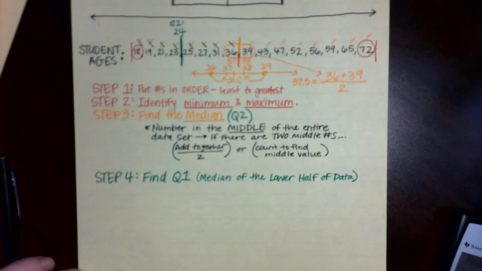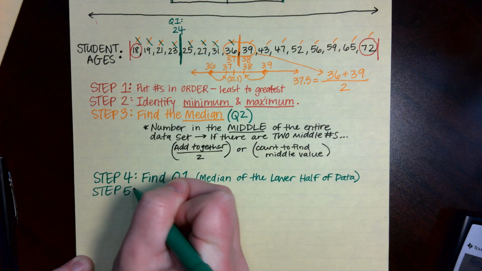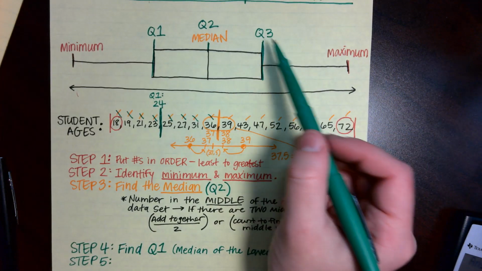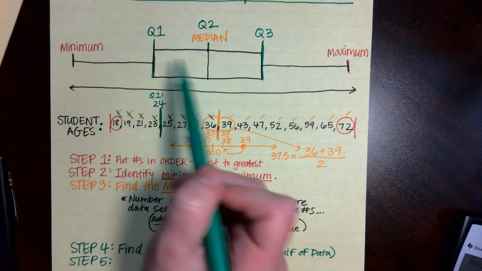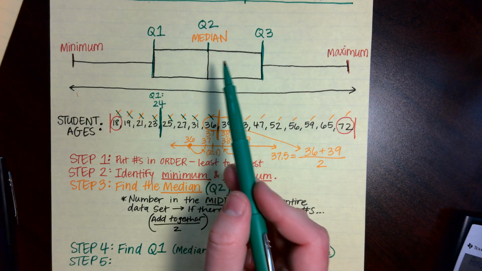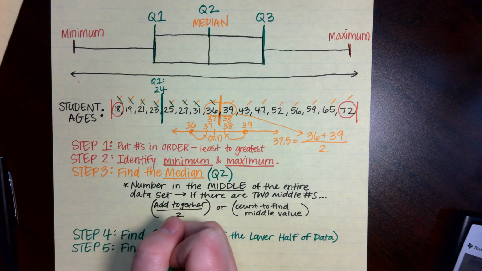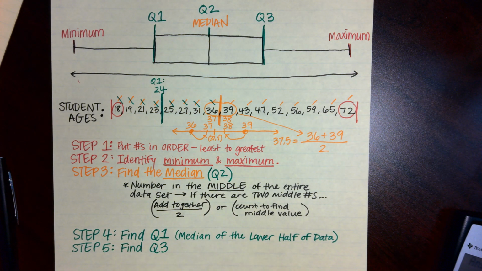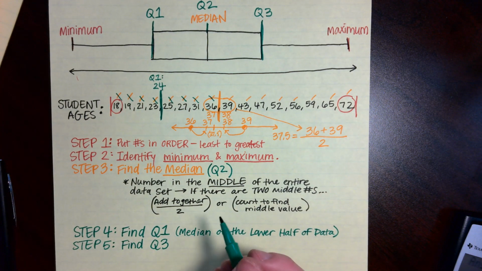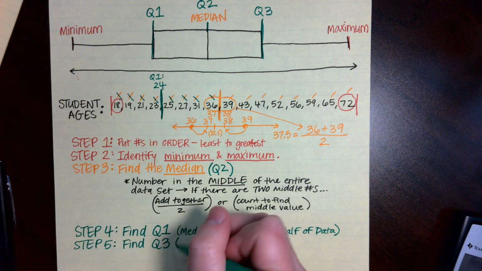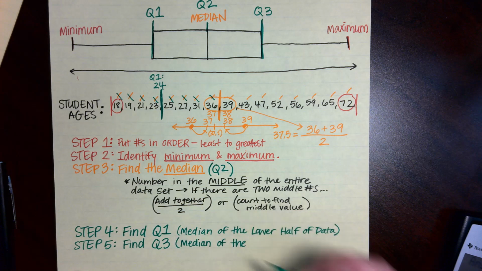And one more step. We got to find Q3, which is right over here. So if finding Q1 was the median of the lower half of data, what do you think we'll do to find Q3? For the higher half. Yeah, exactly. We're just finding the median 3 times. That's all we're doing. We're just counting and looking for the number in the middle for 3 different areas. So Q3 is the median of the upper half of data.